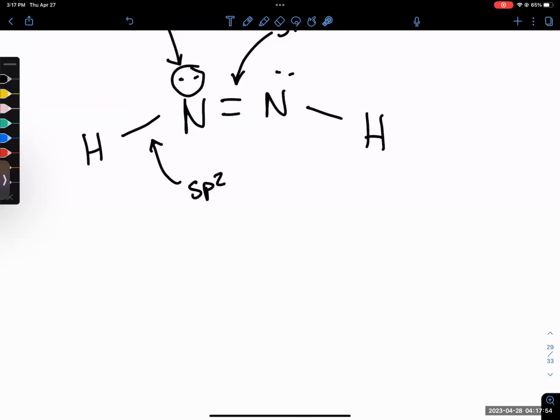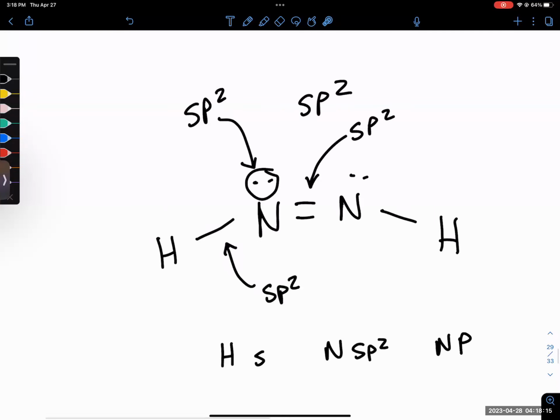So knowing that, we can say that the bonds are with a hydrogen s orbital, a nitrogen sp2, and also a nitrogen p orbital, because the p orbital is in here. There's also an sp2 hybridized orbital in here. And the lone pairs reside in, what did we say? sp2. So there's only one.